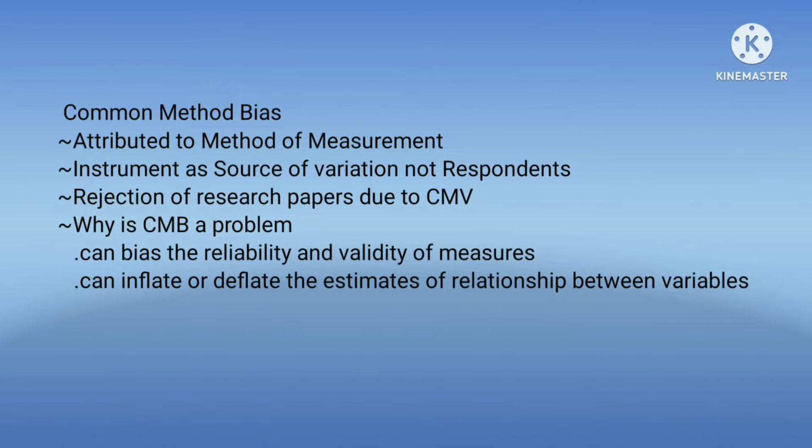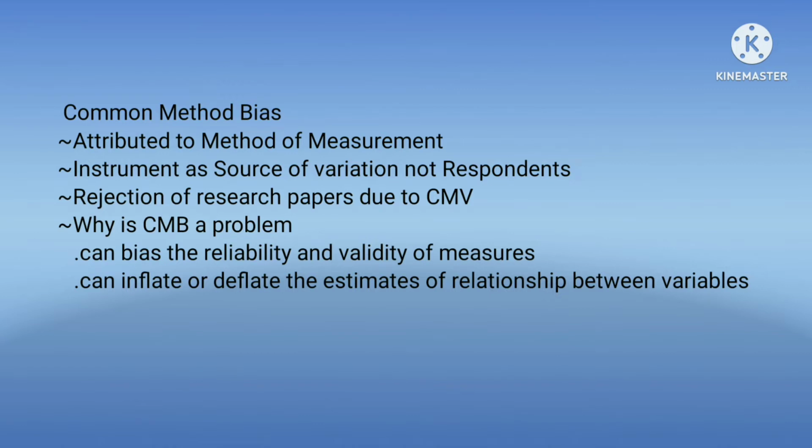Reviewers of papers in psychology and management research often reject papers that utilize a single method for data collection, arguing that common method variance renders untrustworthy results. So we also need to know what major problems can be caused by common method bias. First of all, it can bias the reliability and validity of measures. Secondly, it can inflate or deflate the estimate of relationships between variables.